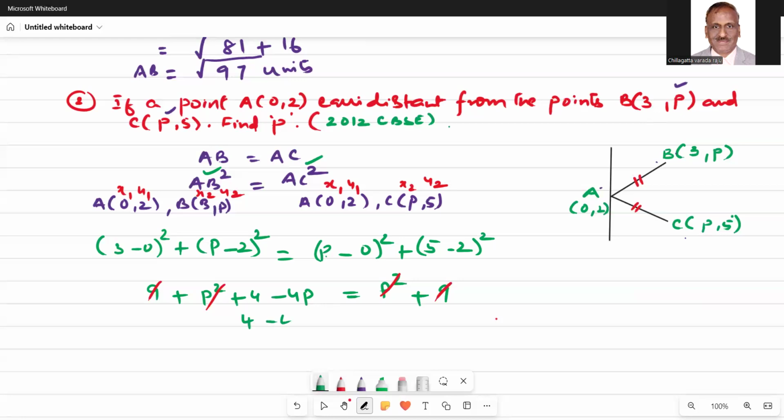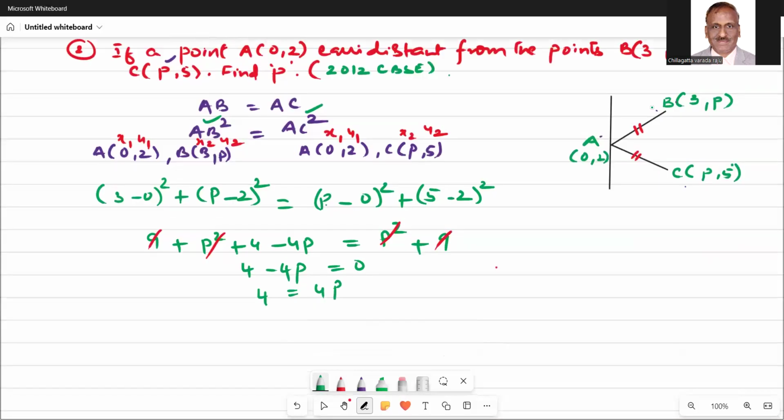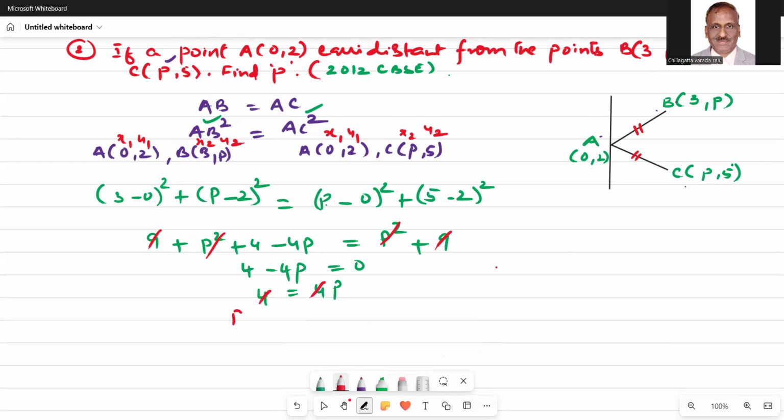4 minus 4P is equal to 0. So 4 is equal to what? 4P. Okay. So from here, we get the value of P now. So that is 4 and 4 cancels. That gives you P is equal to 1. The value asked in the question, P is equal to 1, we got.